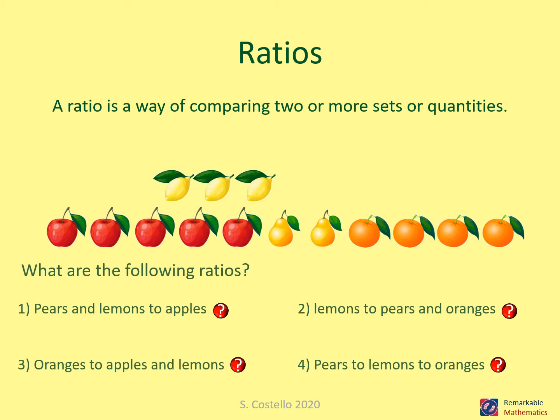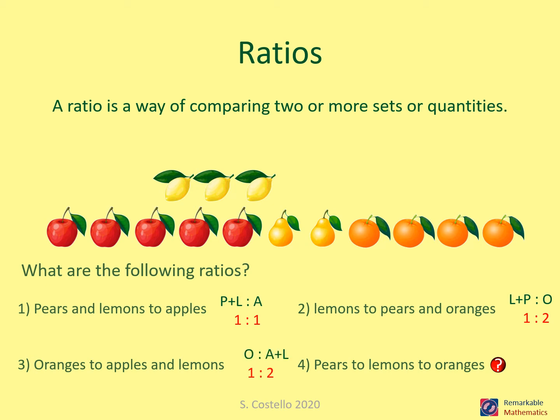So question 1, pears and lemons, apples. We've got pears and lemons as one group, it's 1 to 1. Lemons to pears and oranges, this time we're adding together the pears and the oranges. Got a ratio of 1 to 2. Oranges to apples and lemons, so add together the apples and lemons, then they become one set. We have 1 to 2 again.